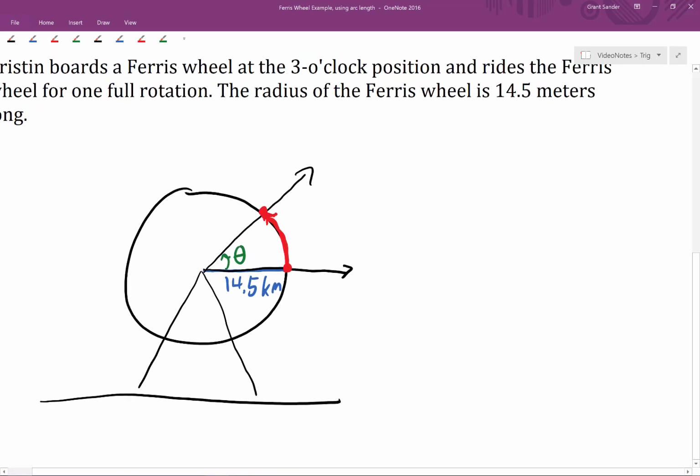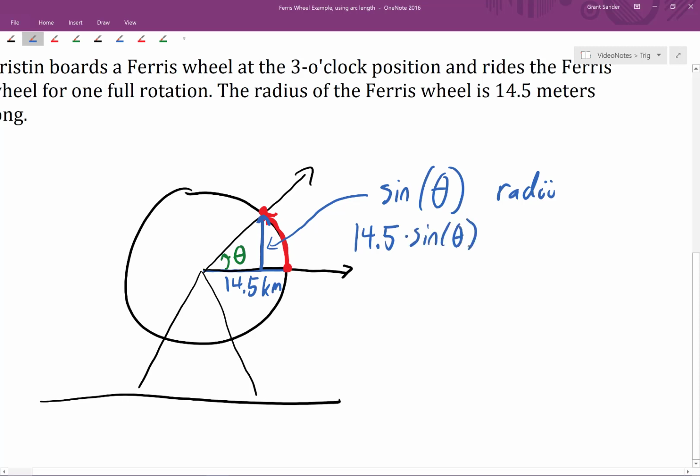And so we know that the sine function tells us about the vertical distance of that terminal point measured in radius lengths. And so when theta radians have been swept out, Kristen is sine of theta radii above the center of the circle. And if she's sine of theta radius lengths above the center of the circle, and each radius length is 14.5 meters long, then she is 14.5 times sine of theta meters above the center of that Ferris wheel.